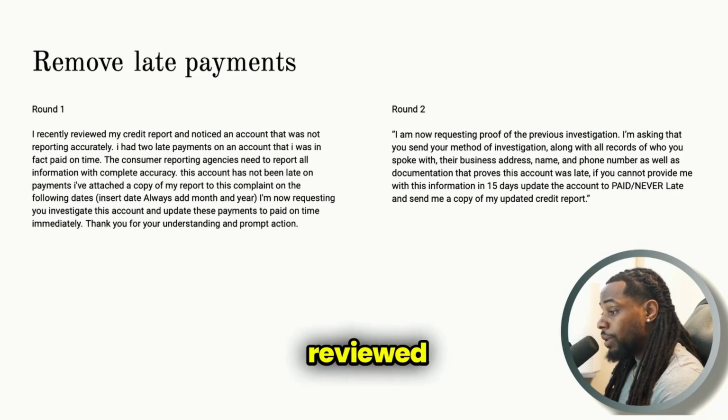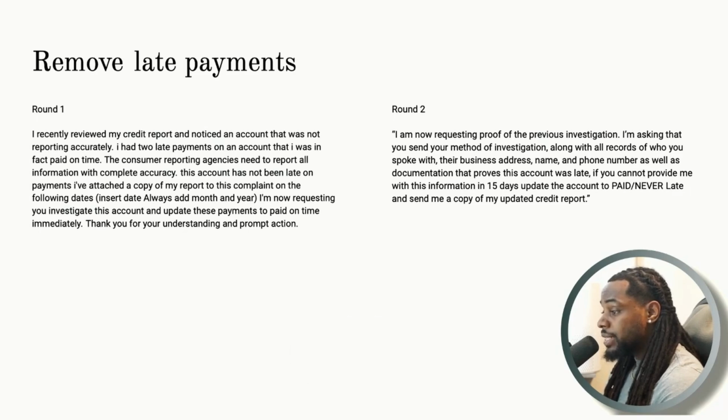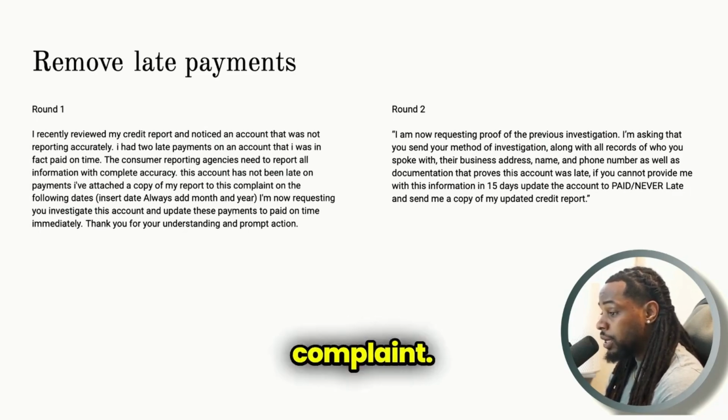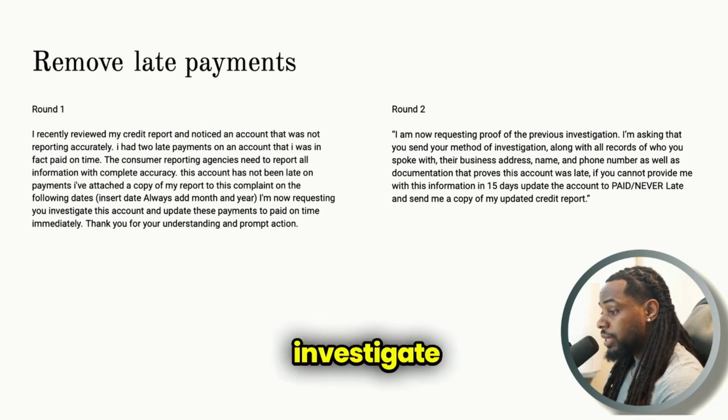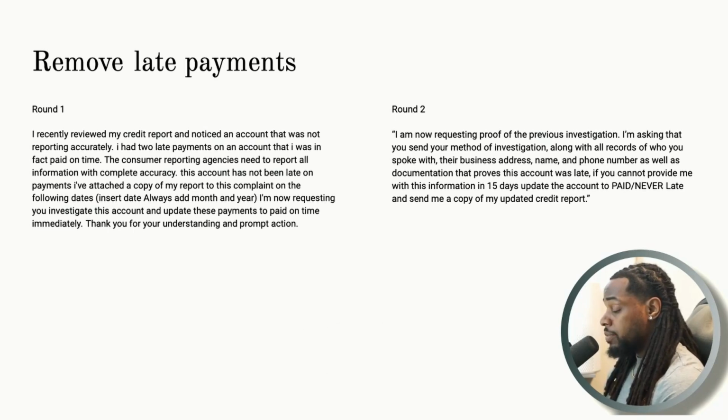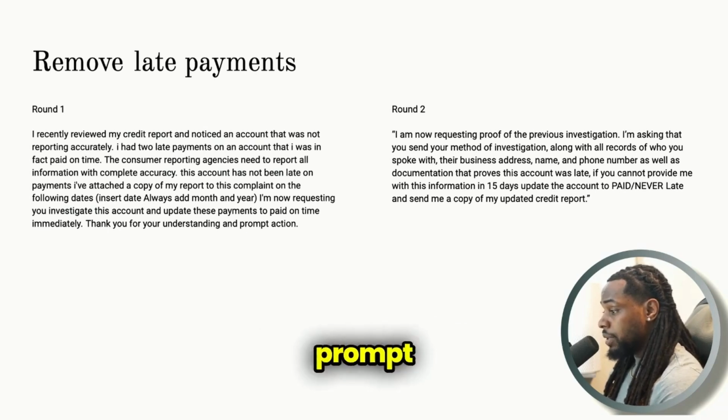I recently reviewed my credit report and noticed an account that was not reporting accurately. I had 2 late payments on an account that was in fact paid on time. The consumer reporting agencies need to report all information with complete accuracy. This account has not been late on payments. I've attached a copy of my credit report to this complaint on the following dates. You would insert the date. If it's just 1 day, just change it to just date. I'm now requesting you investigate this account and update this late payment or these late payments to be paid on time immediately. Thank you for your understanding and prompt action.